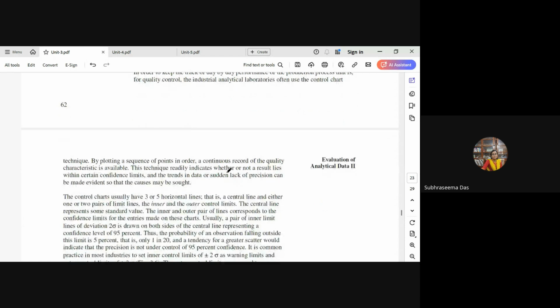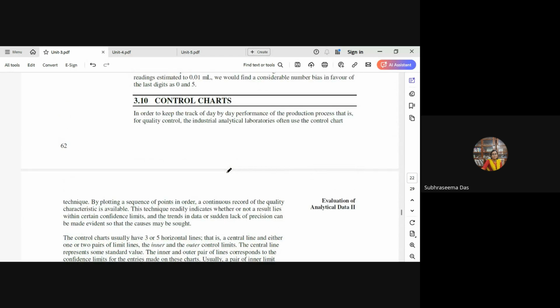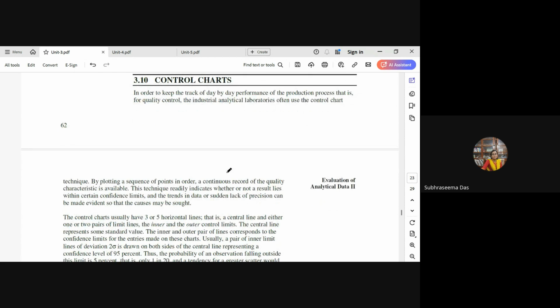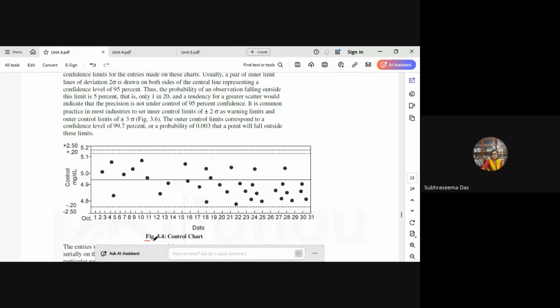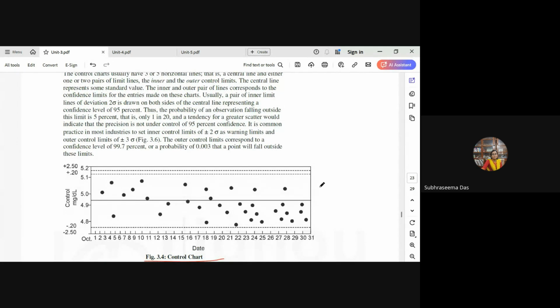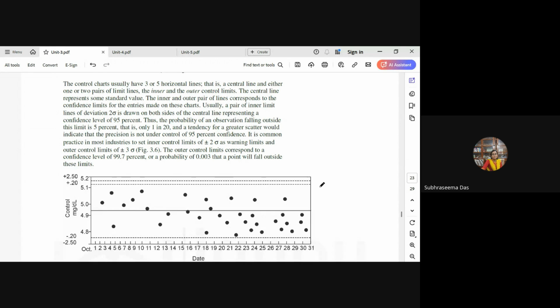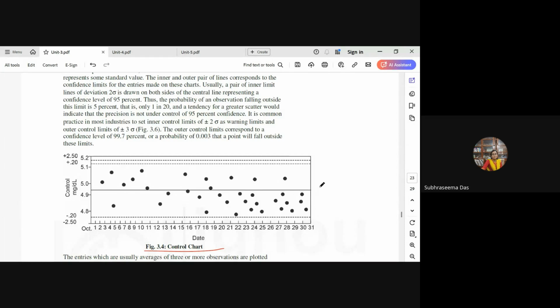Then coming to control charts. The use of control charts in analytical chemistry is a must because it indicates whether a result lies within certain confidence limits or not, and it shows the precision of the results. As you can see in figure 3.4, a control chart is shown, with the date and the control. From this figure we can know whether the data are consistent and within the confidence level, or whether they fall outside this limit.